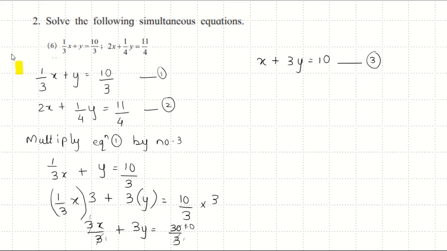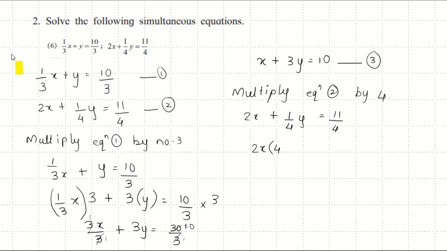Here we will multiply equation number 2 by number 4. 2x plus 1 upon 4 y is equal to 11 upon 4. 2x into 4 plus 1 upon 4 y into 4 is equal to 11 upon 4 into 4. 2x into 4 is 2 fours are 8x, and 1 into 4 is 4y upon 4 is equal to 11 into 4 is 44 upon 4.